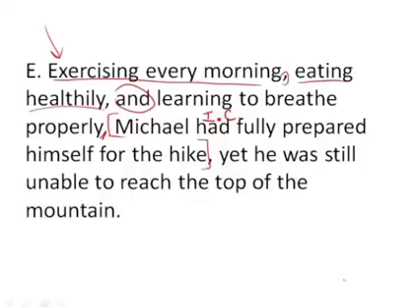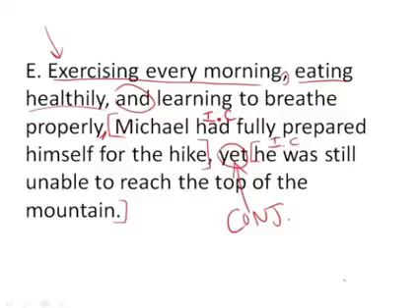Is that a dependent clause or an independent clause? Well, he was still unable to reach the top of the mountain. If I just took this off here, that would be great because now I have an independent clause. But what else is going on here? We have this conjunction. So you can see that this independent clause can stand on its own, but we are using the word yet, which is a conjunction. And it shows, again, a contrast. Even though he was ready, he was still unable to reach the top of the mountain.